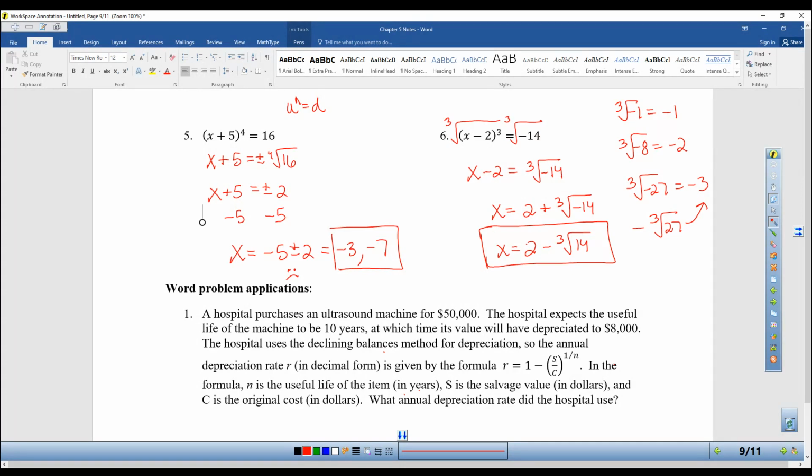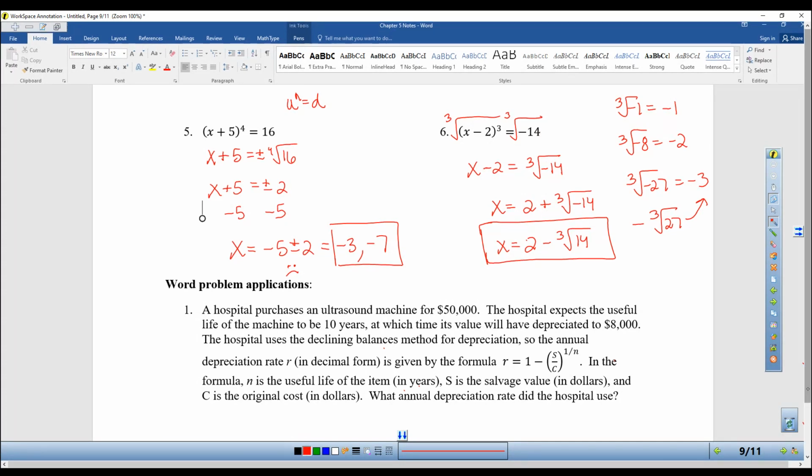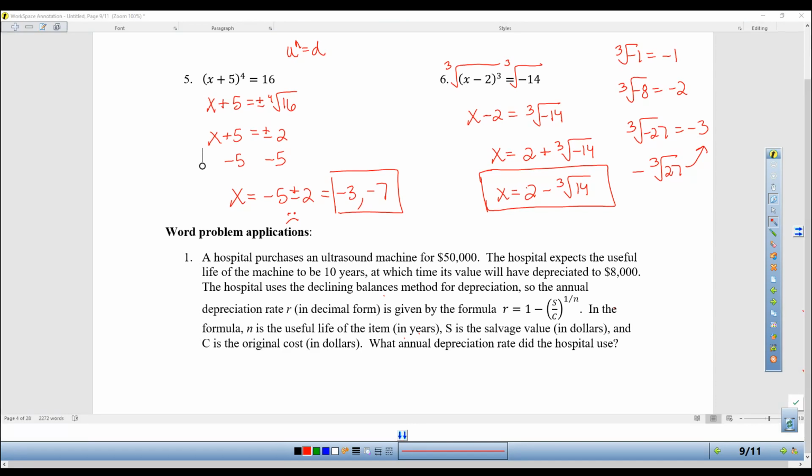Okay, let's do some word problems. Number 1 says a hospital purchases an ultrasound machine for $50,000. The hospital expects the useful life of the machine to be 10 years, at which time its value will have depreciated to $8,000. The hospital uses the declining balances method for depreciation, so the annual depreciation rate, R, in decimal form, is given by this formula. In the formula, N is the useful life of the item, S is the salvage value, which means the value that you get at the end, and C is the original cost.